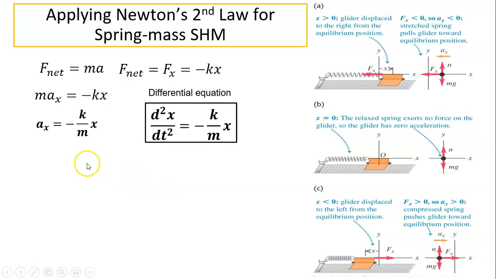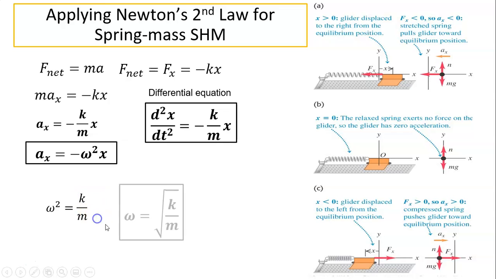Okay. We also know ax equals negative omega squared x. When we derive, ax equals d²x over dt², we know what x equals, right? Now compare these two functions. You know omega squared has to equal k over m. So we know omega equals the square root of k over m.